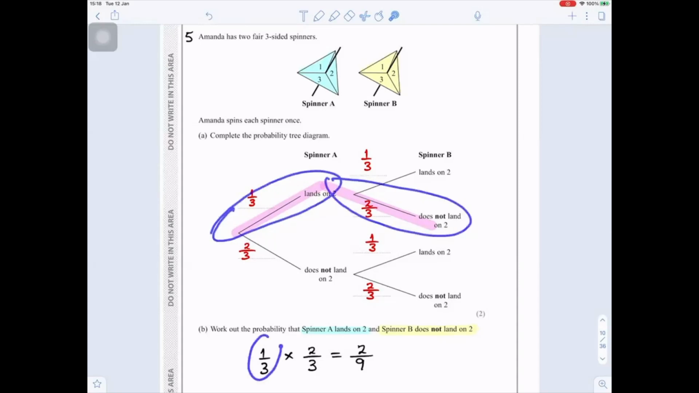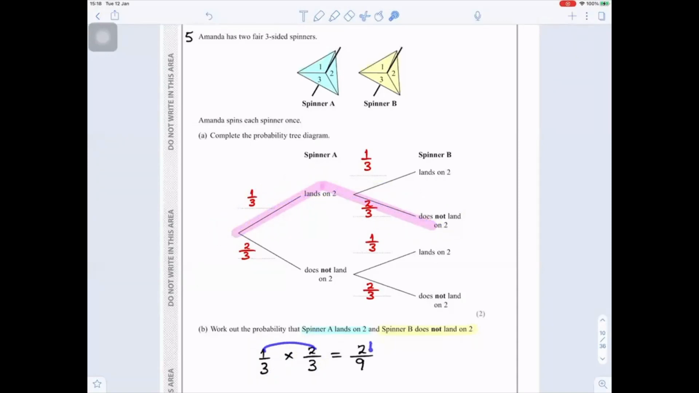So it is 1 over 3 times 2 over 3. Following that path, you multiply as you go along. So 1 times 2 is 2, 3 times 3 is 9. So the probability is 2 over 9.